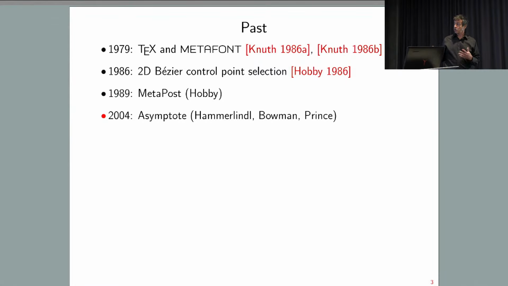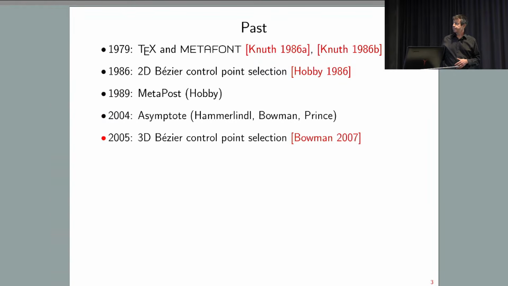And so Asymptote at that point was just a way of producing a TeX file for you that would bring in, with includegraphics, or whatever we used back then, EPSF or something, your graphics and interlace it with TeX. But that was all 2D.